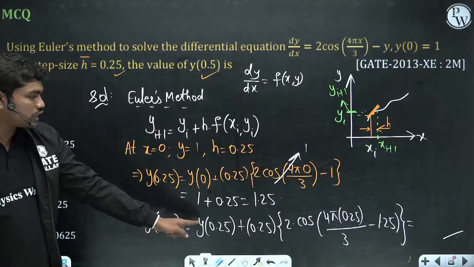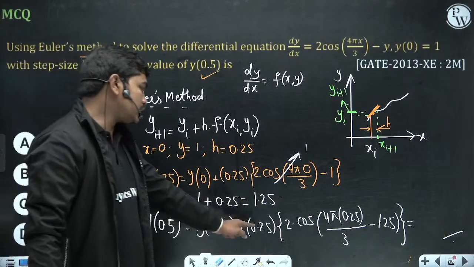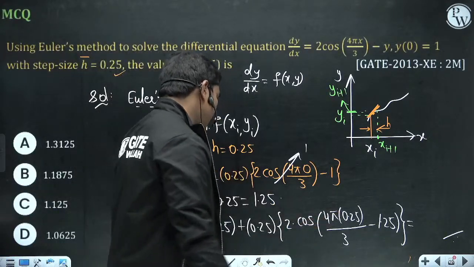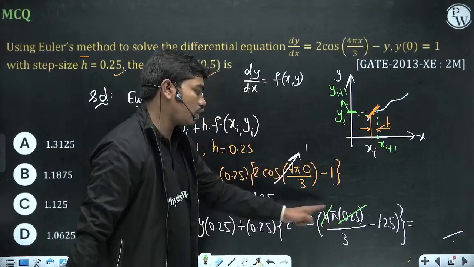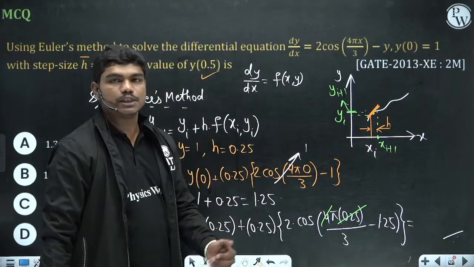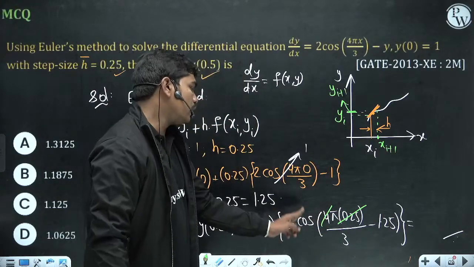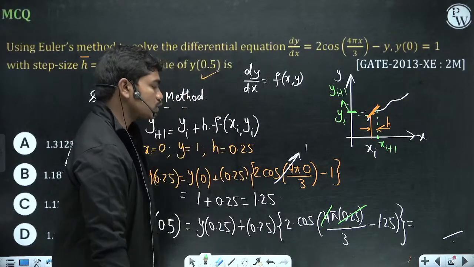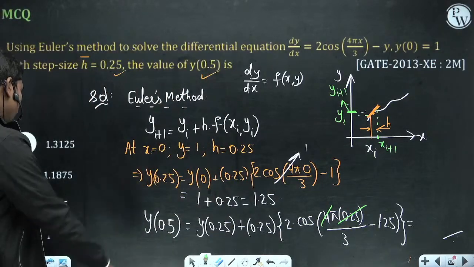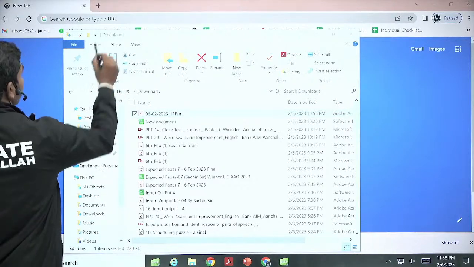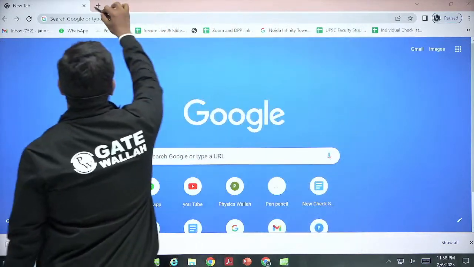So what is y of 0.25? 1.25. This is 0.25. Now if you see carefully here, this 0.25 and 4 get cancelled. So cos pi by 3. So cos 60 is 1 by 2. So this value is 1. 1 minus 1.25, so minus 0.25. Anyhow, let us calculate this. How much is y of 0.5? I will calculate it using a calculator.